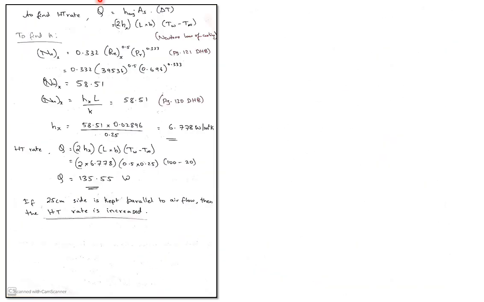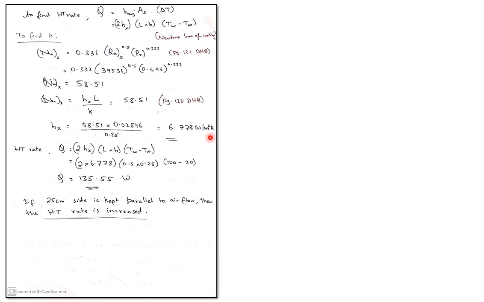Now similarly in the second case we need to find the heat transfer rate, that is hA delta T. To find h, similarly we need to use the Nusselt equation in terms of Reynolds and Prandtl. Substitute the value of Reynolds number and Prandtl number, and you will be getting the Nusselt number in terms of hL by k. Now equate hL by k, this formula you will be getting from page 120. Similarly, substitute the value of L as 0.25 here to find the value of hx.